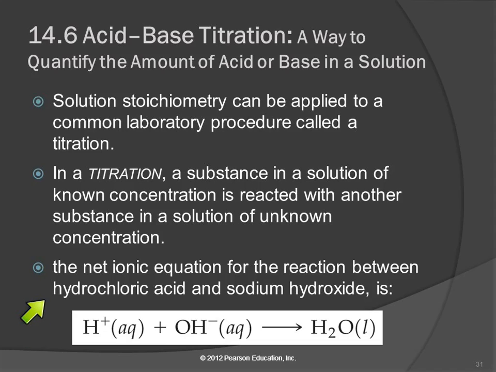When we have most acids and bases, we end up with the same net ionic equation. So if we have hydrochloric acid and sodium hydroxide, the net ionic equation is hydrogen ion plus hydroxide ion gives water. The chloride ion and the sodium ion are spectators. They don't actually participate.